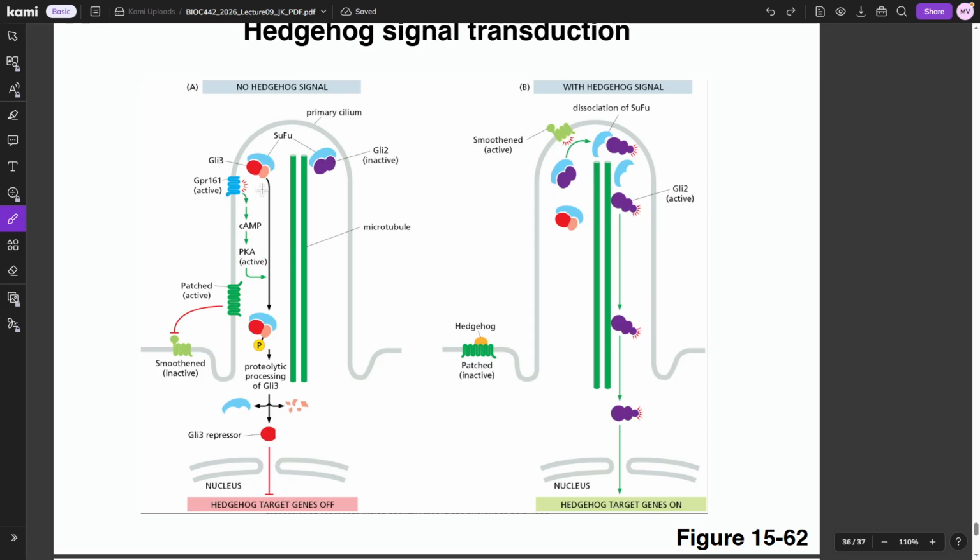And what that does is it takes this SUFU protein and it phosphorylates it. And when this is phosphorylated, this red thing right here is called GLI. And GLI is a repressor. Or sorry, wait a minute. I always mix this up. The GLI repressor is this, the red. This is the GLI repressor.